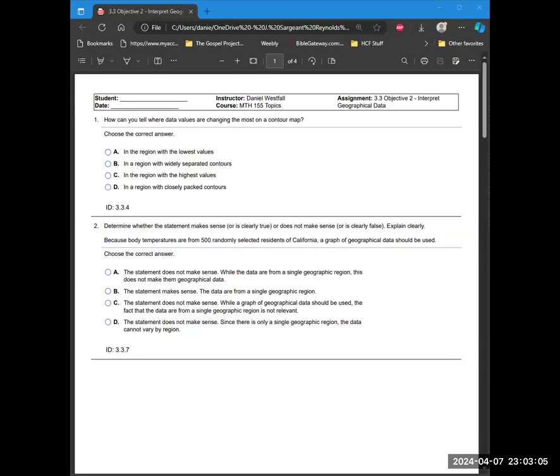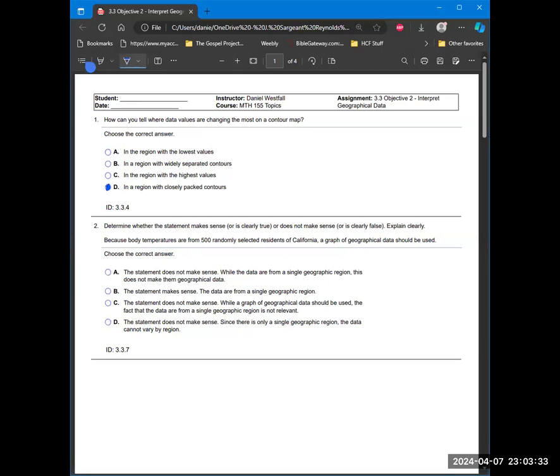In this video, we're going to talk about 3.3, Objective 2, where we interpret geographical data. So let's look at question 1. How can you tell where data values are changing the most on a contour map? So the contour lines will be closer together. So D, in a region with closely packed contours.